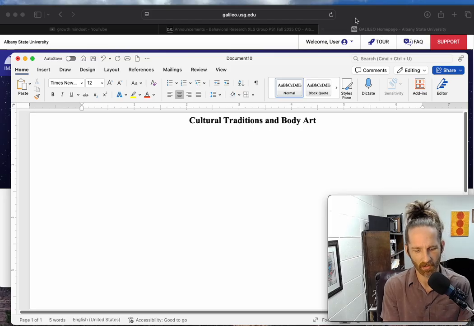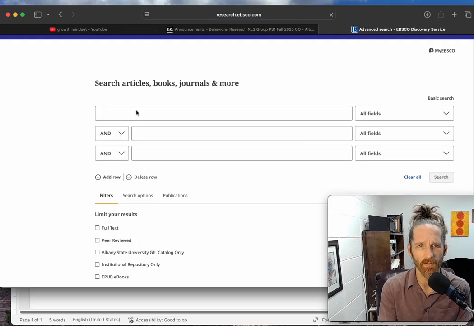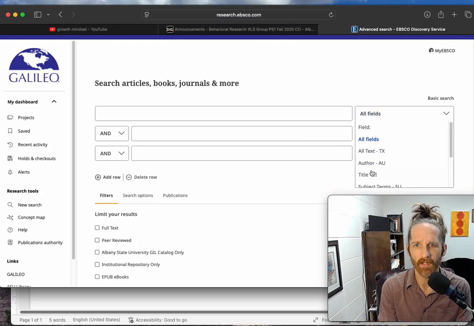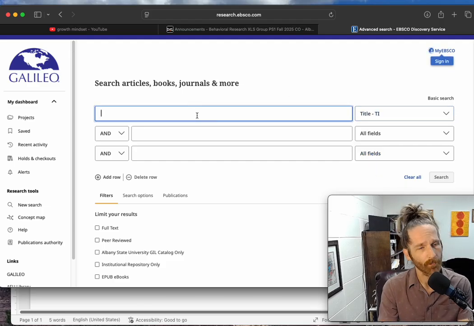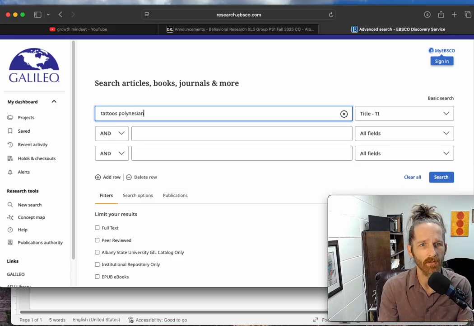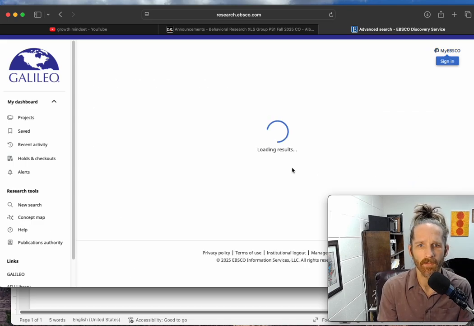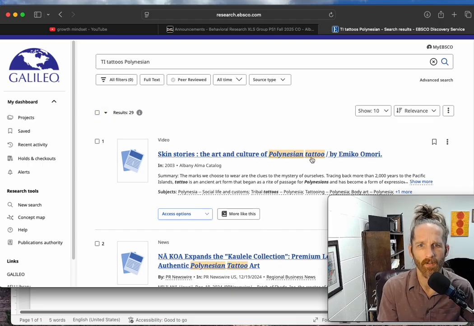So I am pulling up Galileo here. I'm just going to search something to that effect. I am doing an advanced search, which allows me to use keywords. Let's go in the title at first, because I want this to be as specific as possible. We'll say tattoos, and then Polynesian. I'm not sure exactly how to spell that. Let's see what's out there. All right, looks like I spelled it correctly.